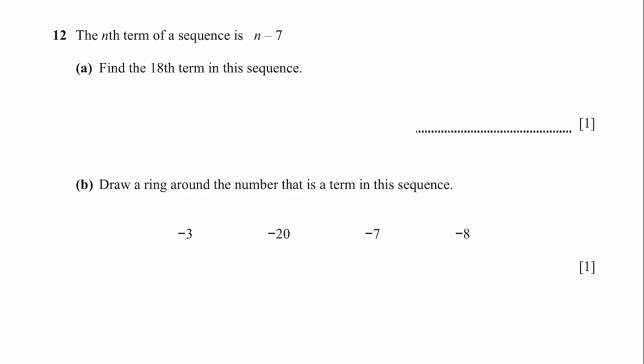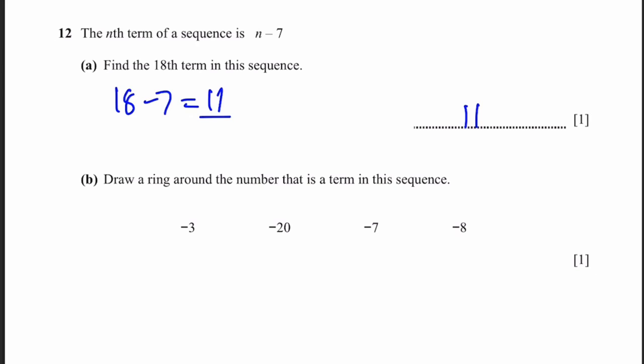Question 12. The nth term of a sequence is n minus 7. A. Find the 18th term in the sequence. We just substitute n equals 18. 18 minus 7, which is equal to 11. That's the answer. B. Draw a ring around a number that's a term in the sequence.